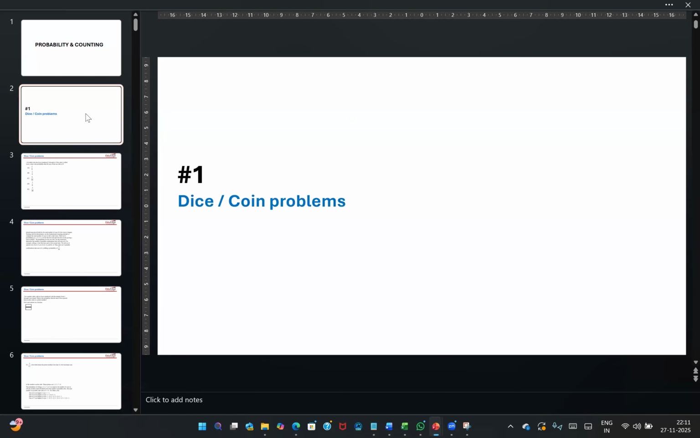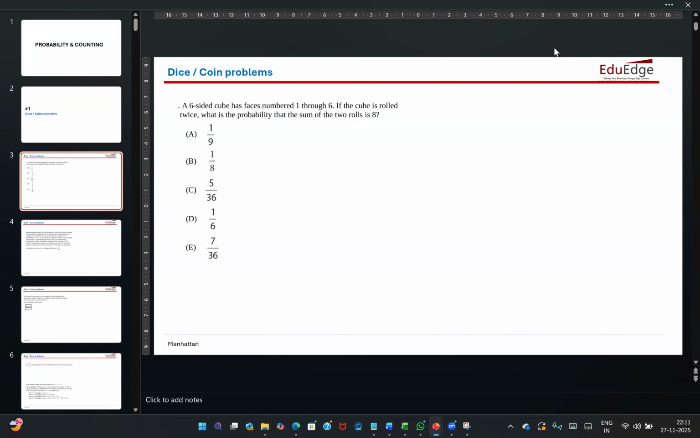Okay, we'll do some important types of these probability questions. So the first type is related to dice and coin problems. Okay, let's get started with this.